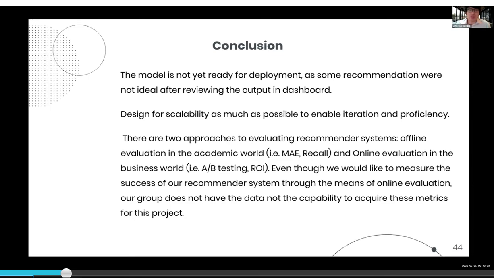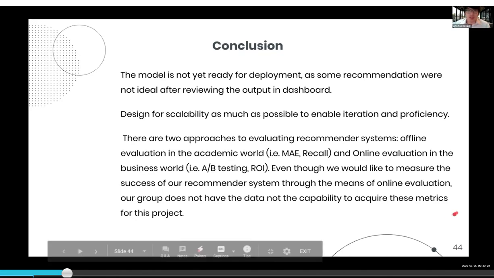Another thing we want to touch on is how we actually evaluate a recommender system, like we mentioned with cosine similarity score and Euclidean distance. In the academic world, offline evaluation for a recommender system usually revolves around things like MAE and recall. And in the online business world, like Amazon, they focus a lot on A/B testing and ROI, return on investment. That's really what they evaluate based on.